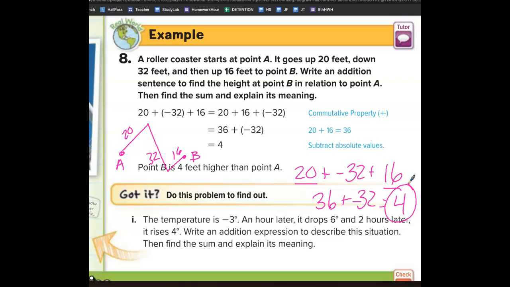4. Okay, your homework is to do page 711, 1 through 11. Everybody needs to get that done.